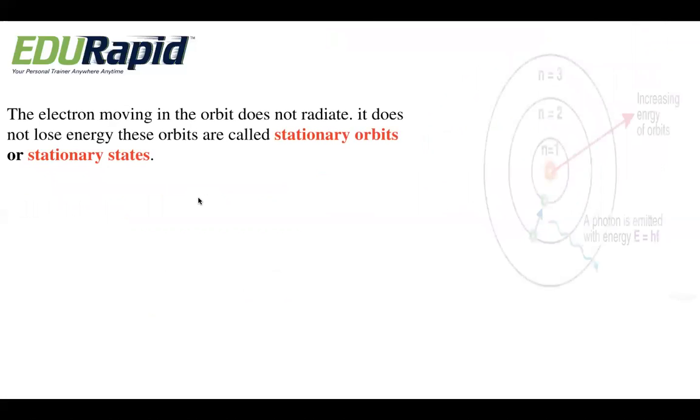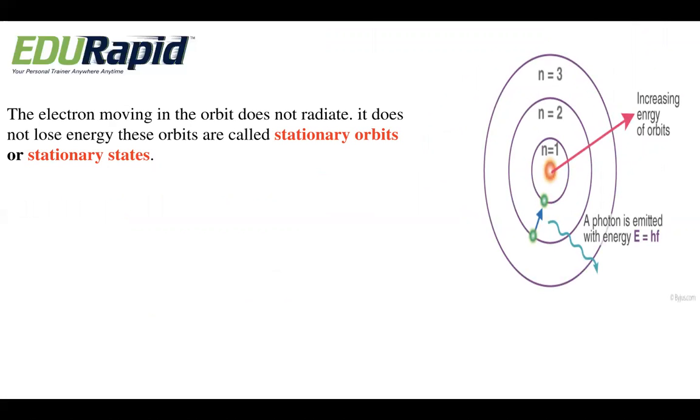Okay, we'll move to the next one. The electron moving in the orbit does not radiate energy. It does not radiate any energy, and it does not lose energy. Whenever it is revolving within the orbits, it neither radiates nor loses energy, and these orbits are called stationary orbits, or stationary states.